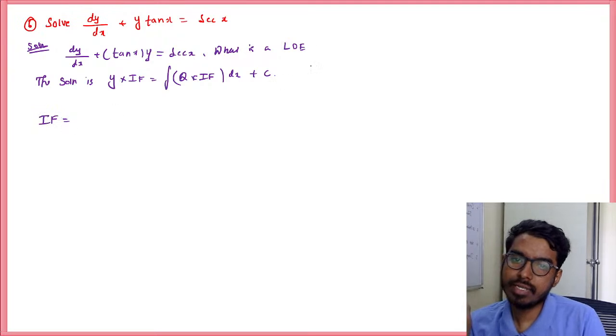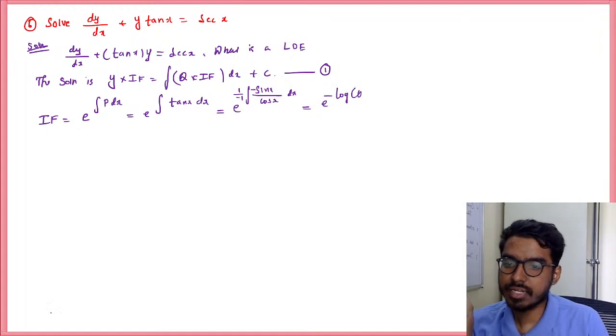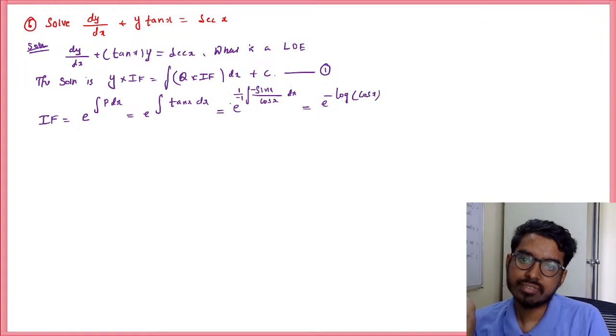So we will find the integrating factor. So e power integration of p dx. So e power integration of tan x dx. So e power integration of sin x by cos x. So here minus is missing, right? So multiply by minus, it will be e power minus log cos x, right? Because minus is missing, the derivative of cos x is minus sin x, right? So this is nothing but e power log of cos x the whole power minus 1.